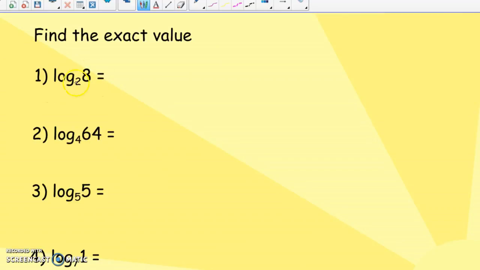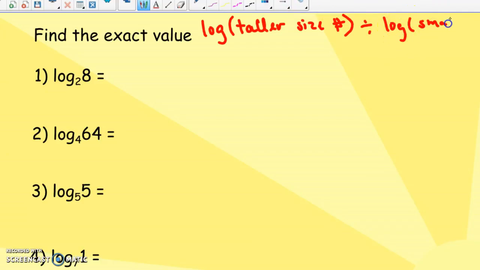So if we look at the two numbers that are attached to the log, one number looks to be a little taller in size and the other one looks to be a little bit smaller in size. So there's a little phrase or saying we can use that might help you in knowing and remembering how to type things in. So you're going to hit your log key, which I'll show you on your calculator in a moment. When you type in, it's going to be the log of the taller size number. Make sure you close parentheses around that number, divided by the log of the smaller size number.